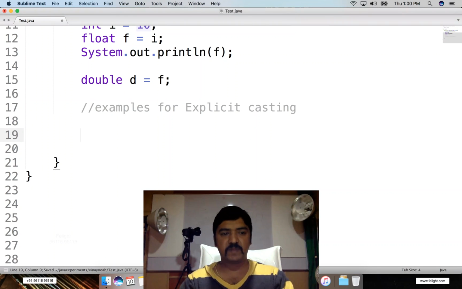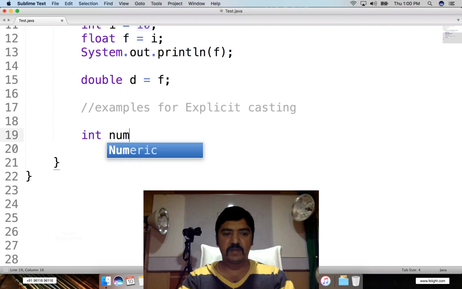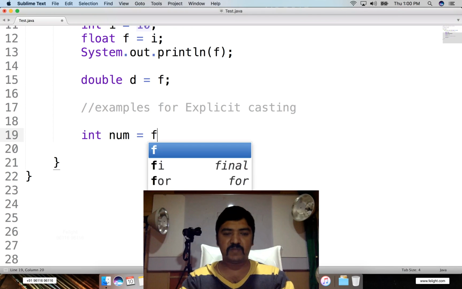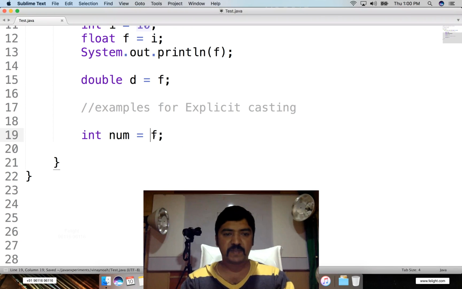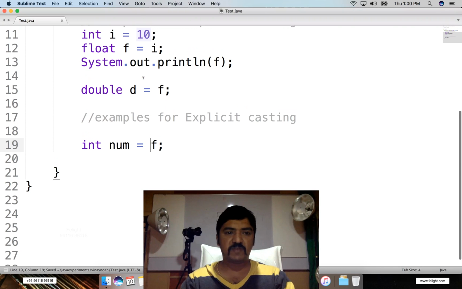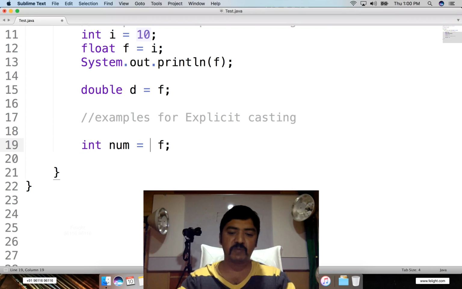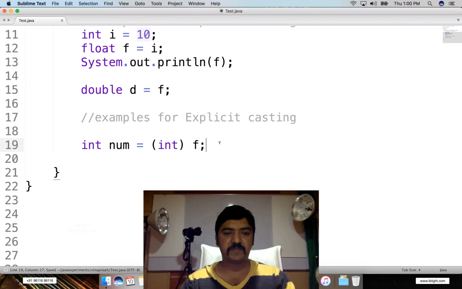Explicit casting. So what would happen here? Some examples. Let's say int num equal to f. This we cannot say. The reason is because f is of type float. We cannot assign it indirectly. We have to do explicit casting. How do you do that? The destination type we will write here.